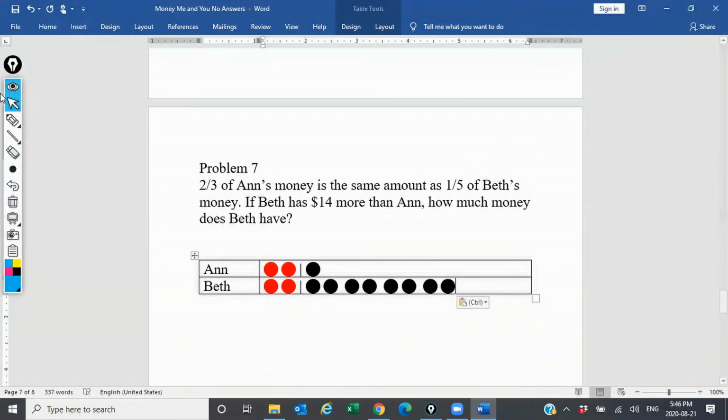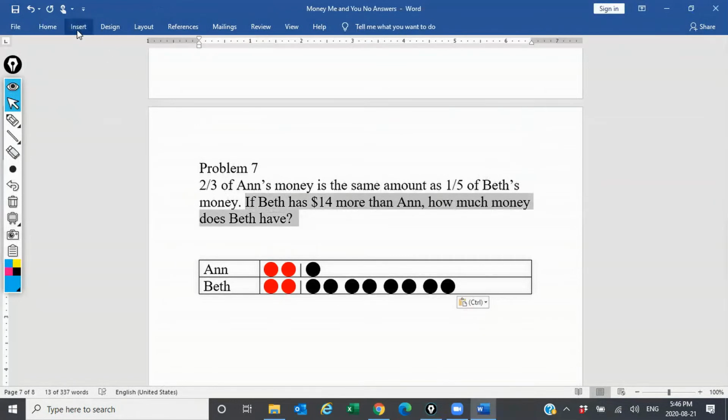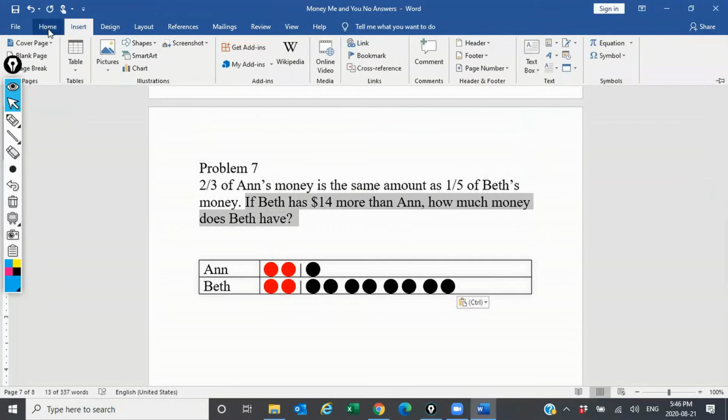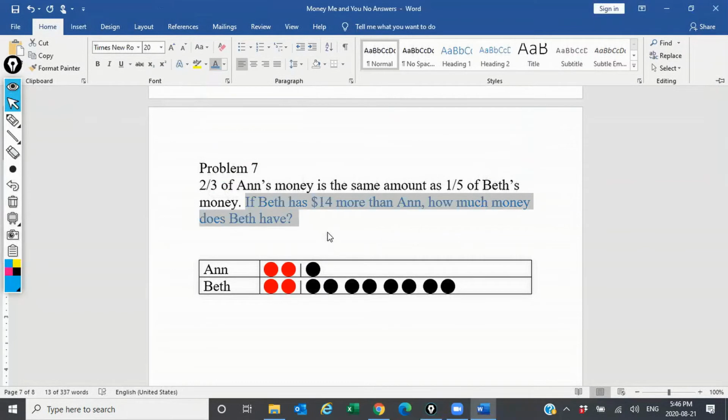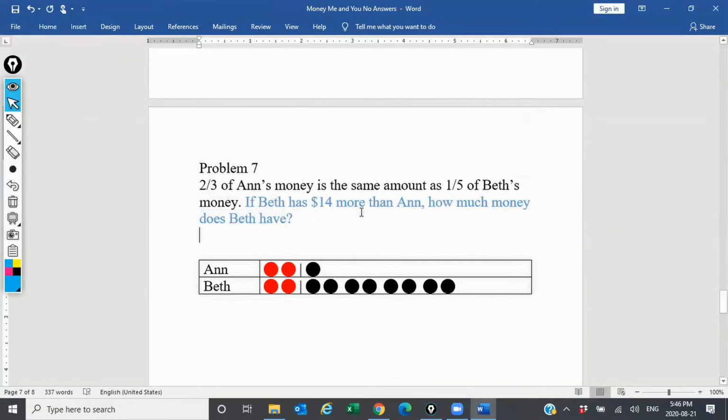And 5/5 all in total. And here's our 2/3. Now, we see here how much more. Both of them have 2 red ones and the rest of their money here. Now we can move on to the second part of the question. If Beth has $14 more than Anne, how much money does Beth have? Oh, so let's forget that. We'll turn it blue so we could focus on this part of the question more.